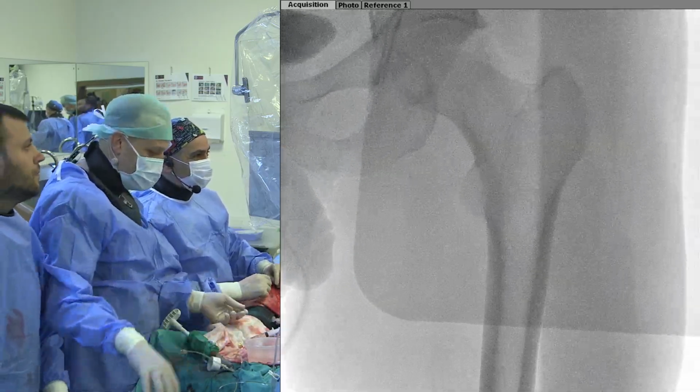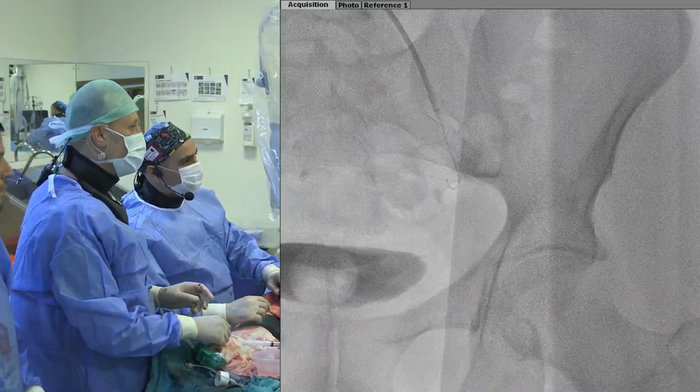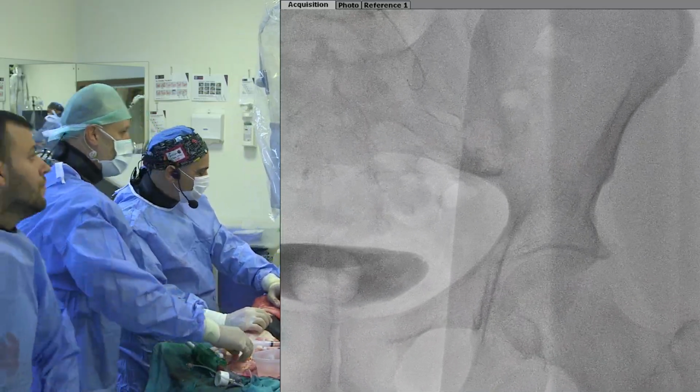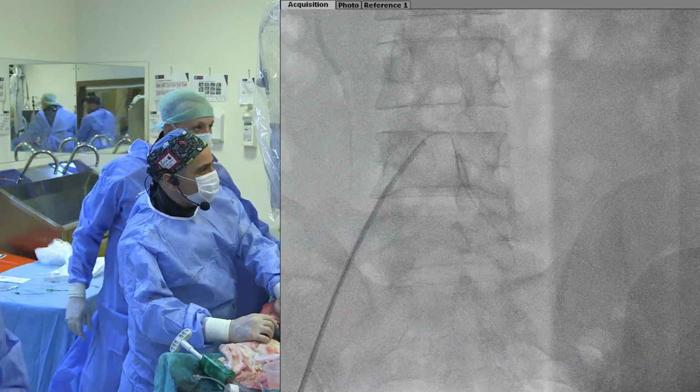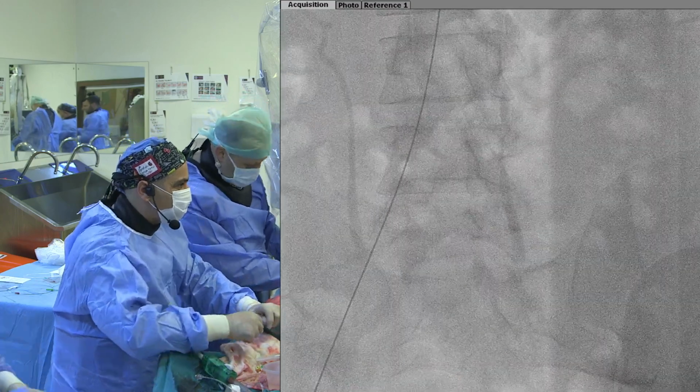Next one. Now, in that image, we see that we are in a parallel collateral artery, not in the tibialis anterior artery. Continue. The next one.